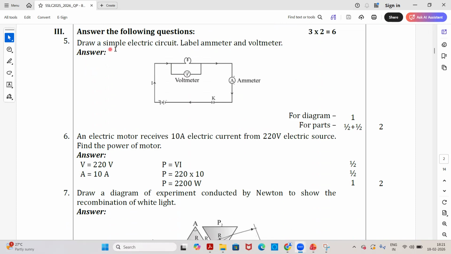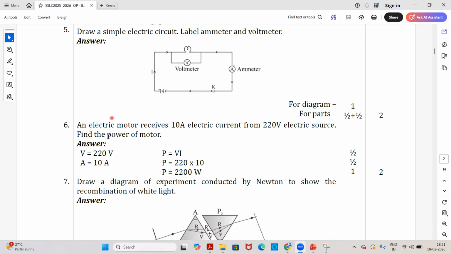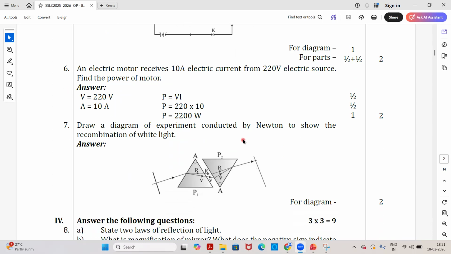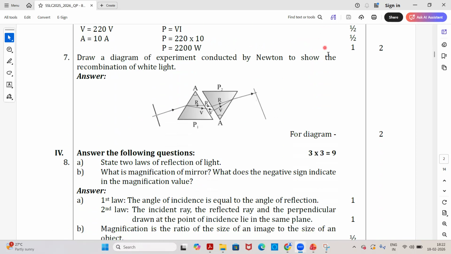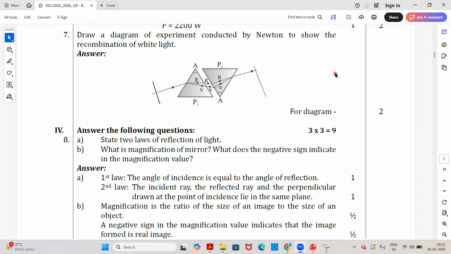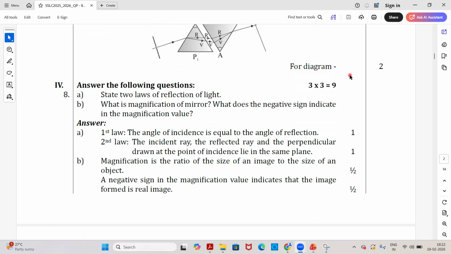Okay, so next question is draw a simple electric circuit, label ammeter and voltmeter. So the answer is given here, the diagram, and the marks allocation is also given over here on the right side, so that you get a clear idea how many steps, how many points will give you how much marks. So moving to next question. Question 6. An electric motor receives 10 A electric current and 220 V electric source. Find the power of motor. So the answer is given here. Next, draw the diagram. Look at the question, observe it, and look at the answer as well, so that you get a proper idea of how to write without any error and score well.